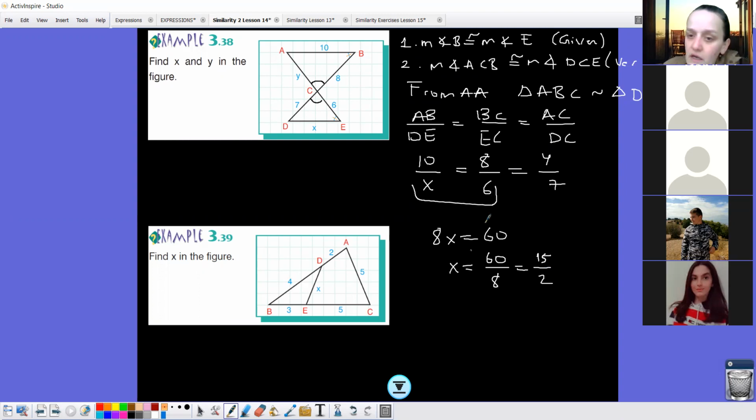15 over 2 is the result. Now, for Y, I will take these two and I will get 6Y is equal to 56. So Y is equal to 56 over 6, and with simplification, 28 over 3 you have. Okay? It's okay? Yes. In the second one, anyone, did you find something?